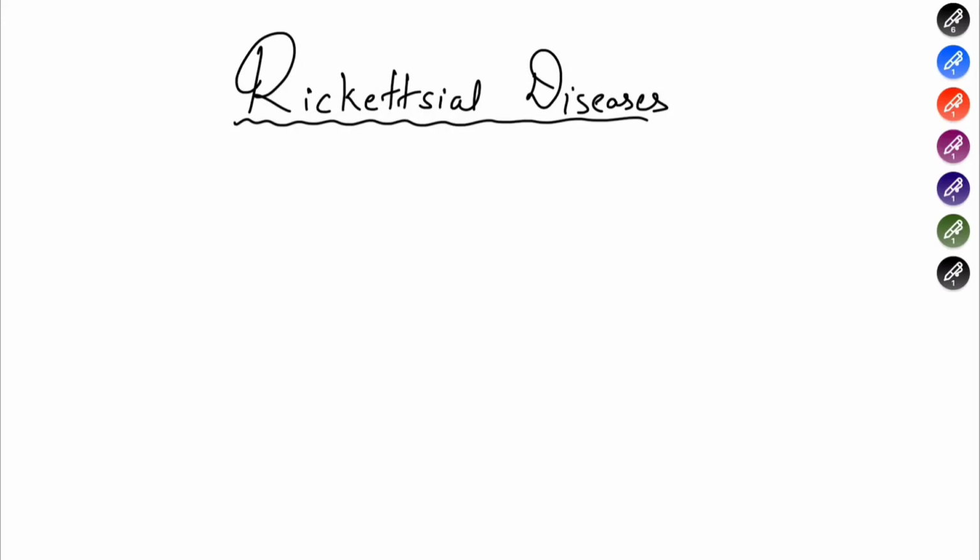Hello everybody. Today we are going to start rickettsial diseases. Rickettsia is a group of heterogeneous, small, obligatory intracellular organisms. They are gram-negative bacilli.